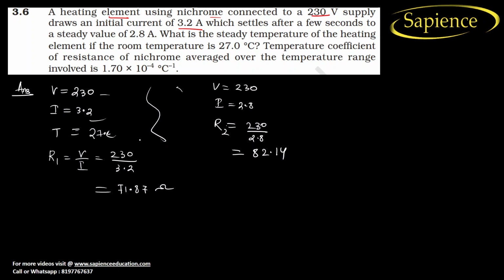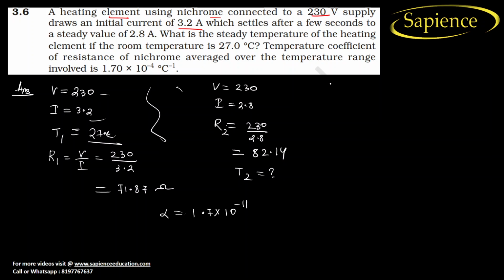As soon as the element is heated, the resistance will increase. Earlier the room temperature was T1 equal to 27 degrees Celsius. The final temperature we don't know, but they have also given the data that alpha is equal to 1.7 into 10 to the power minus 4. I hope you have understood this. Now how to solve this one? We need to check it out.